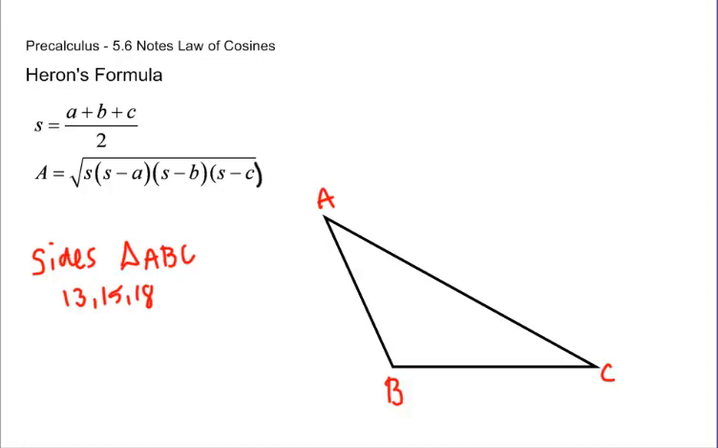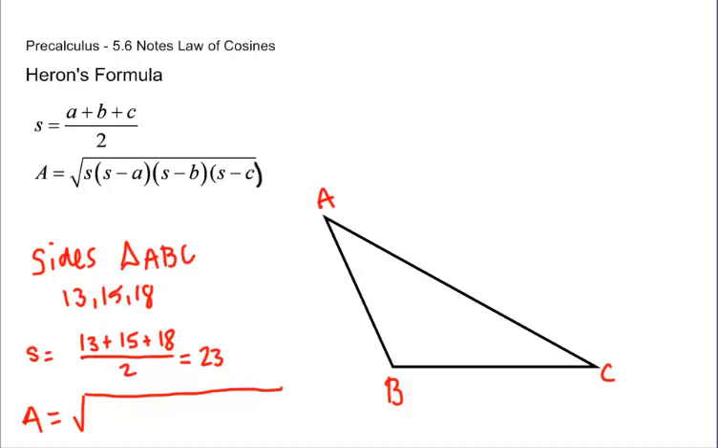So what we're going to do is take it in two steps. We need to find S first. And S is going to be equal to 13 plus 15 plus 18 divided by 2. So 13 plus 15 plus 18 divided by 2 is 23. How easy is that? And then everywhere we see S in the area formula, we're going to put a 23. And then we're just going to follow my formula here. Follow the formula.